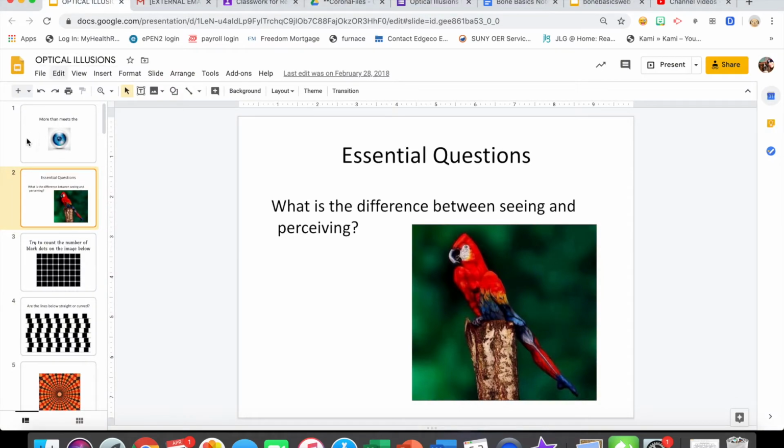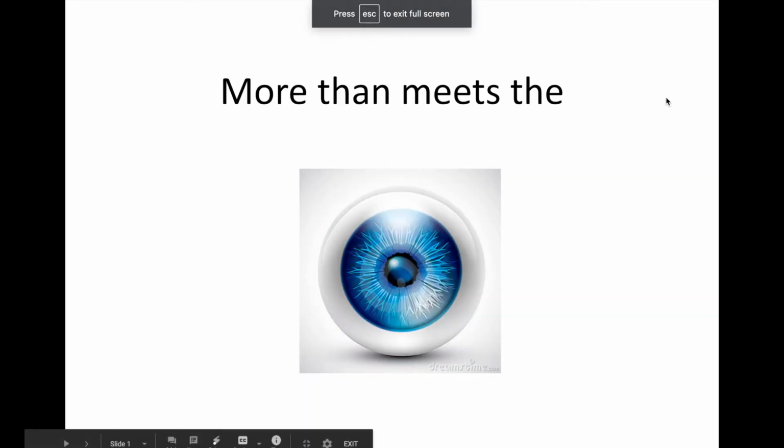Okay, so let's get going here. So we have optical illusions, obviously more than meets the eye. And you can see right here in the bottom corner, it tells you that it's slide number one. So I'll keep moving the mouse around to make sure that that little bar comes up so that you can see which slide number you're on and keep track.